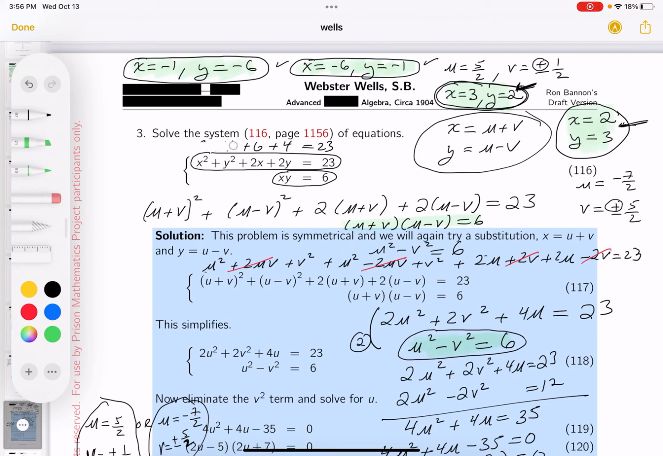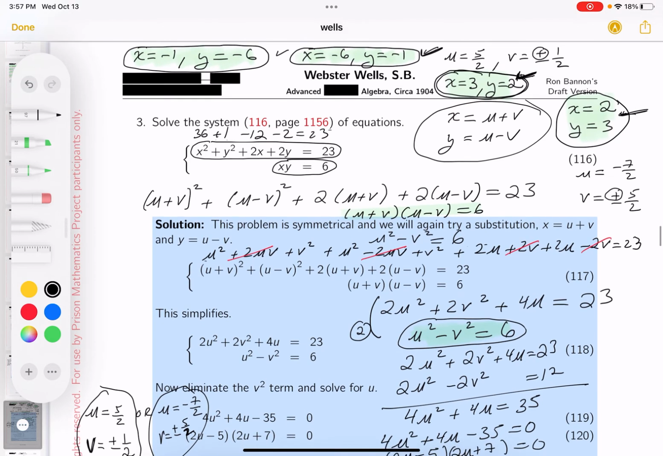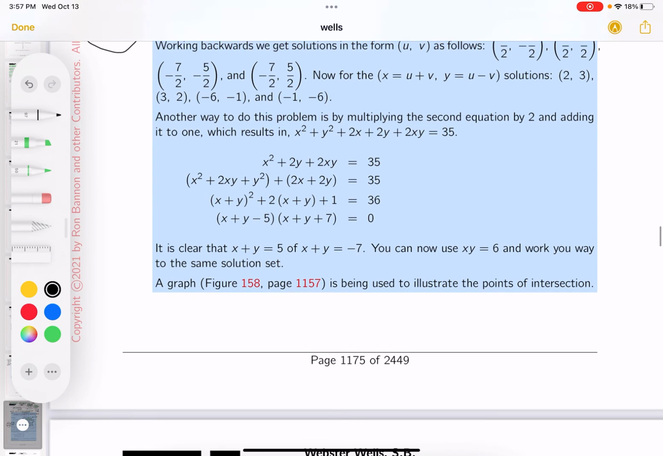Let me erase this over here. And let me do it. And what do you get? Well, I'm going to just do this one here first. It's 36 plus 1 minus 12 minus 2. Let's see. 36 plus 1 is 37. 37 minus 12 is 25, and 25 minus 2 is in fact 23. So I got 4 solutions to it. Was it a lot of work? Yeah. Was there a trick there? Yeah. Let's see if we got the right answer though.